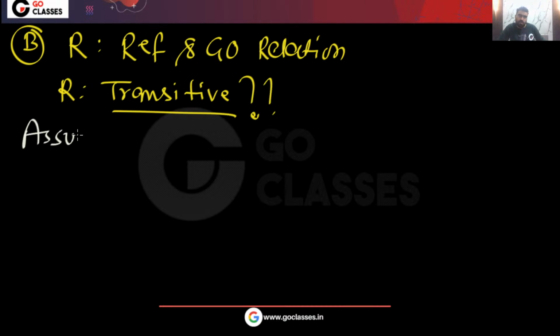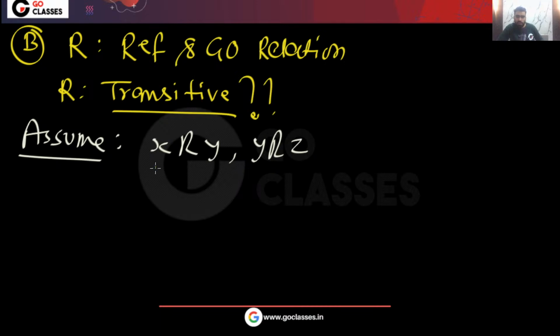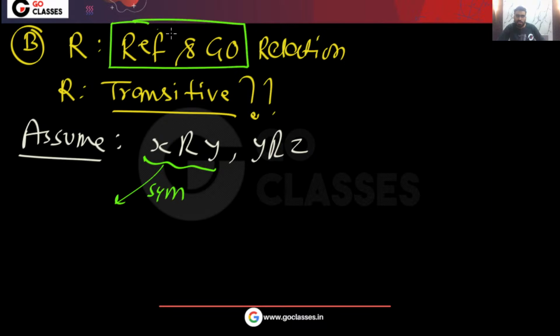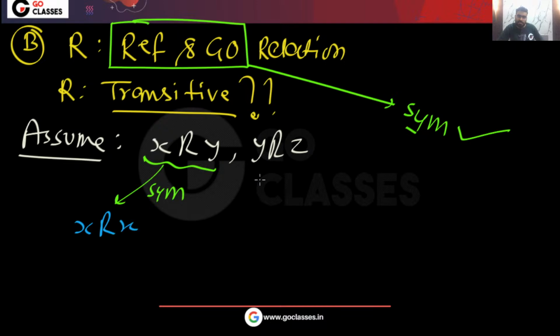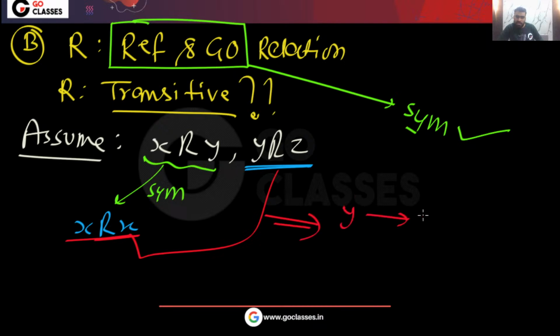You can see what I'm saying. First, you are checking for transitivity, so first you assume X is related to Y and Y is related to Z. Now because of symmetry, what will happen? Because you know that a reflexive and Euclidean relation implies symmetric, we have already checked. So because of symmetry, Y will be related to X. This is already given.